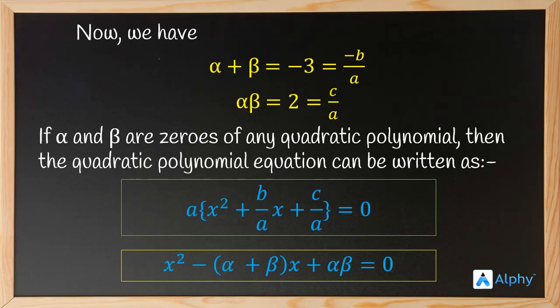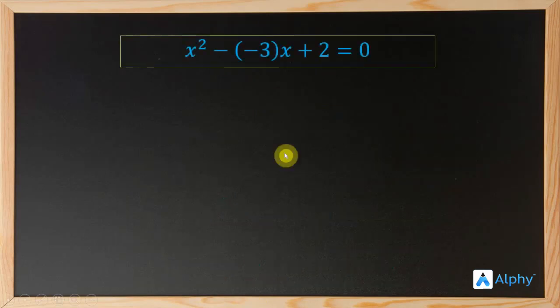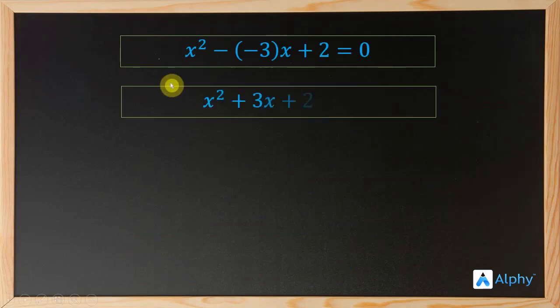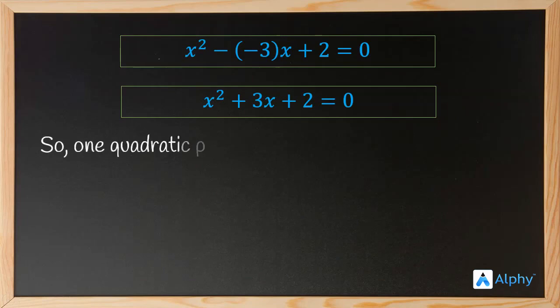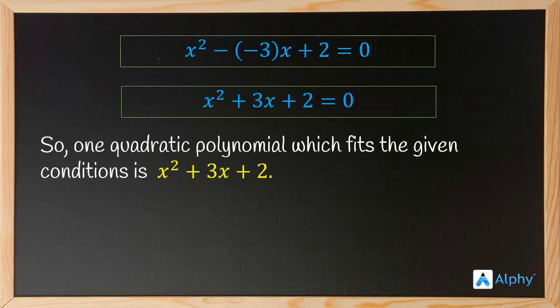So now the next step which we are going to do here is that we are going to put in the value of alpha plus beta and alpha beta. So let's see what we get after putting the values. So we get x square minus of -3 into x plus 2, and the final polynomial which we get here is x square plus 3x plus 2. So one quadratic polynomial which fits the given conditions is x square plus 3x plus 2.